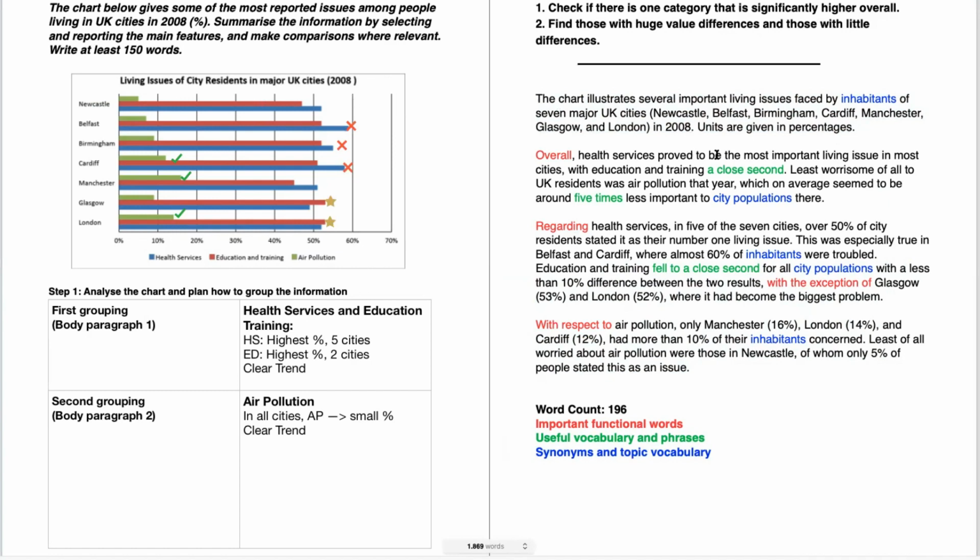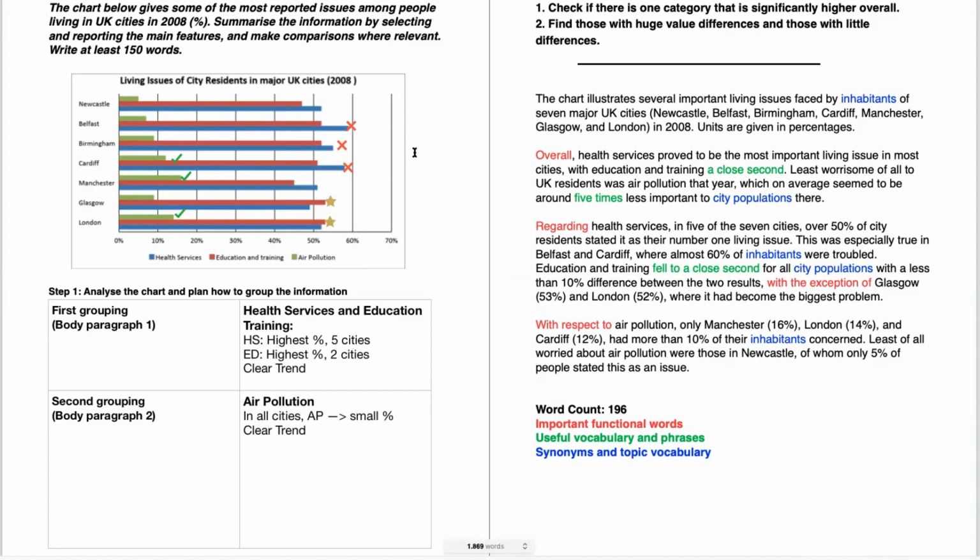So I have used the word inhabitants quite a bit in this essay, just because it's a great way to say people who are living in various cities. They live there, they are inhabitants. And for our overview, it's basically what we talked about here. It says overall, which is a great way to talk about an overview, health services proved to be the most important living issue in most cities, which is exactly what we said, with education and training a close second.